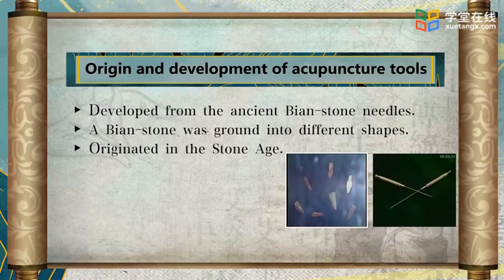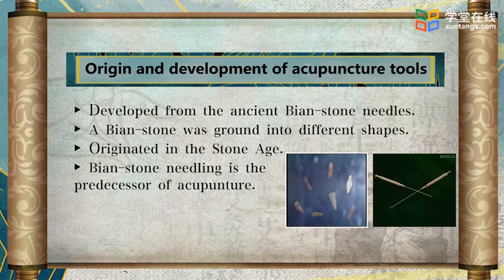Bianstone needles with sharp ends were most commonly used for bloodletting and removing pus, while the lancet-shaped bianstone was used to create incisions. The club or round-shaped bianstone was used for massage and heat application. According to the literature, acupuncture needles originated in the Stone Age. Therefore, bianstone needling is the predecessor of acupuncture.